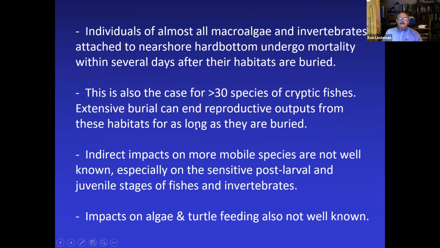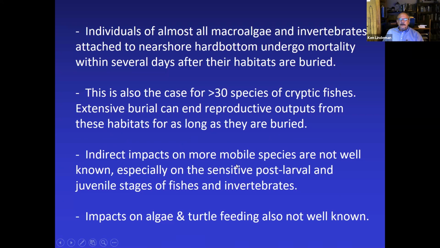Individuals of almost all macroalgae and invertebrates attached to nearshore reefs undergo mortality within several days after their habitats are buried. They can't escape. There is a literature that documents this for the Phragmatopoma worms, but also some other species. This is also the case for over 30 species of cryptic fishes. Extensive burial can end reproductive outputs from these habitats for as long as they are buried.